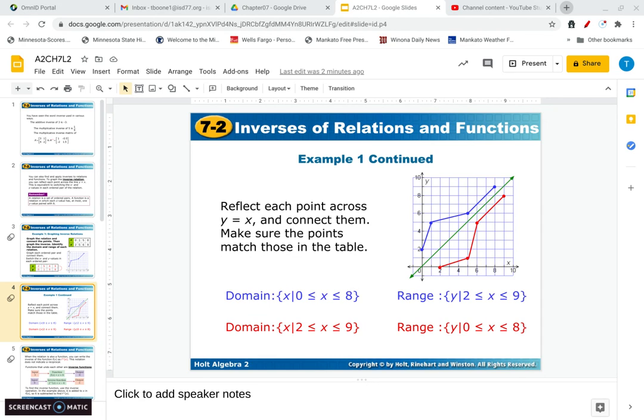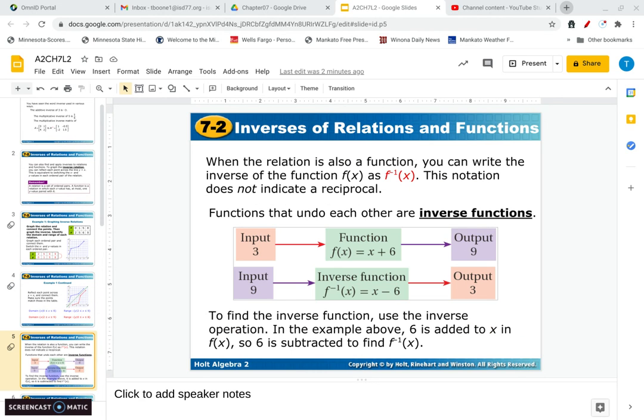So the domain in the original graph becomes the range of the inverse. And likewise, the range of the first graph becomes the domain. All right, so here's what we talk about when we talk about an inverse, and we use the inverse notation. Notice, it doesn't mean the reciprocal. It just means the inverse of f of x is what that notation means.